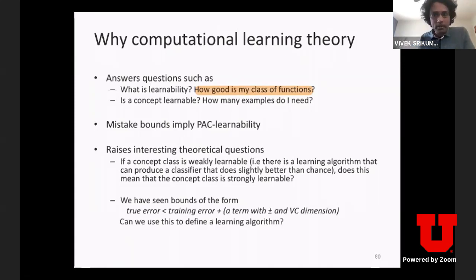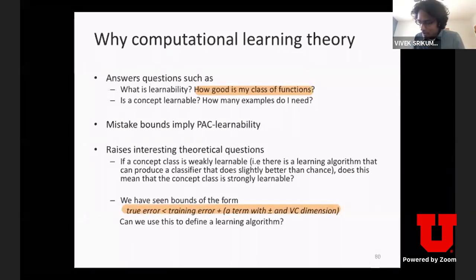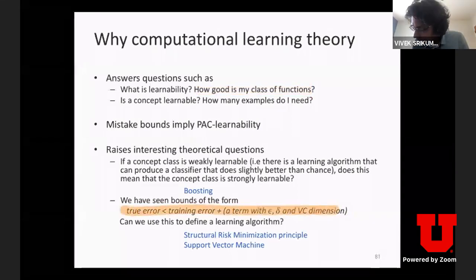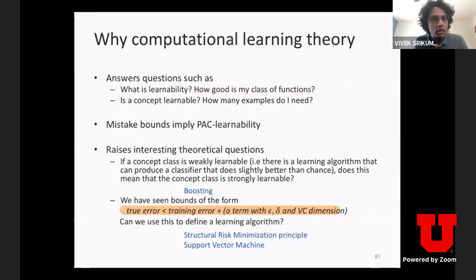I'm a minute over time, so let me wrap up with one more thing. We've seen this bound: the true error is the training error plus a term involving the VC dimension. Can I use this to define a learning algorithm? It turns out this bound directly leads us to one of the most important foundations of modern machine learning, which is the notion of risk minimization or loss minimization. In particular, it directly gives us a class of algorithms called support vector machines, which is what we'll encounter next.